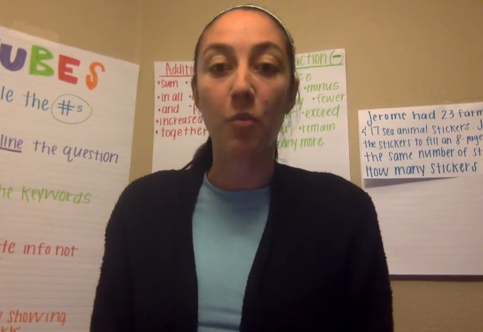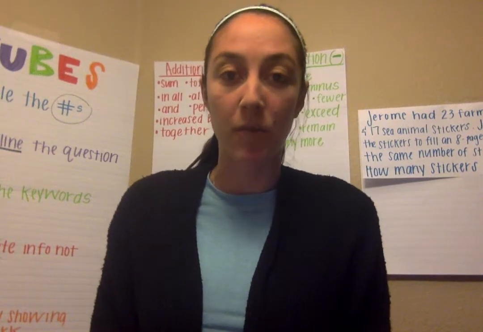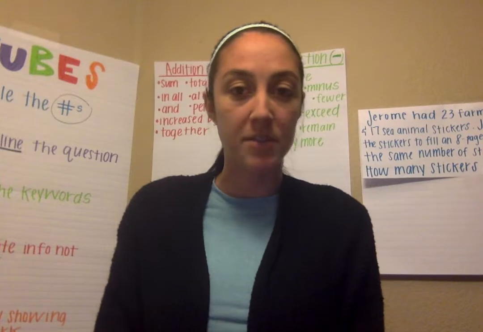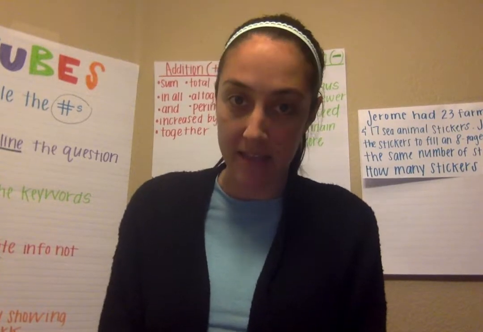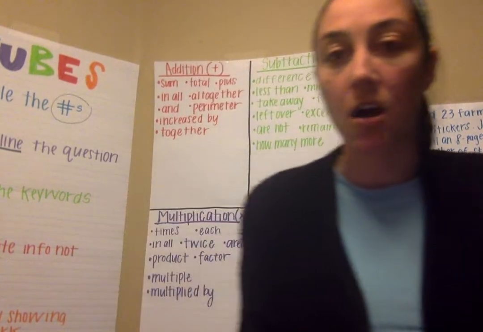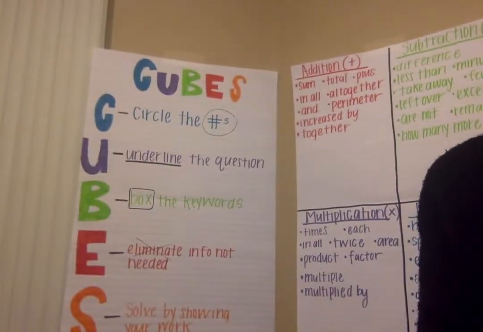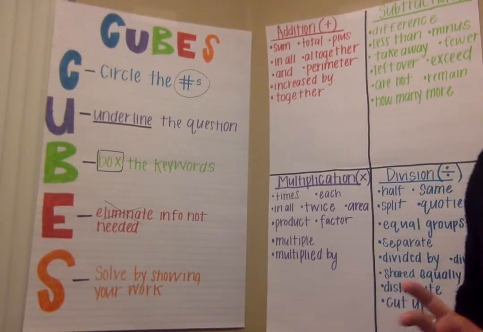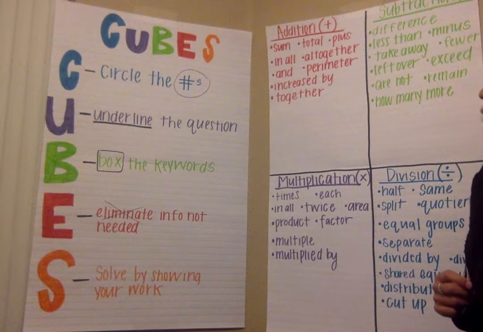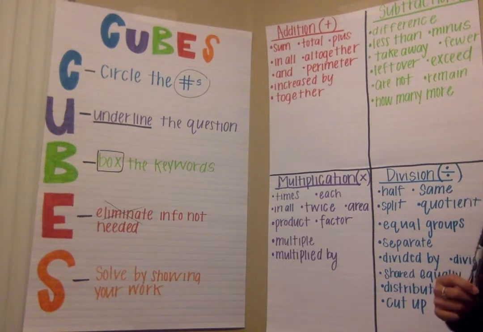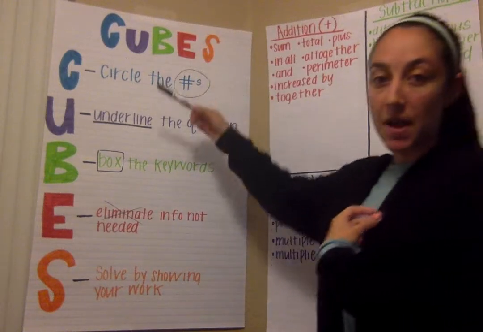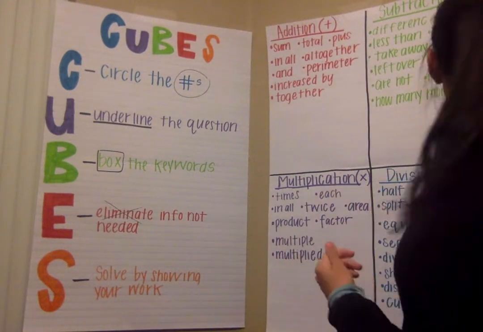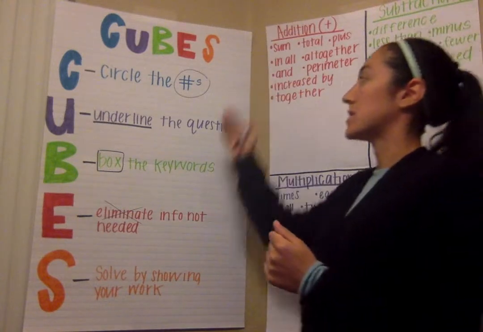Today we are going to go over word problems and break down all of the steps and keywords that can help us determine what kind of problem it is. The first thing I'm going to start off with is CUBES. CUBES is a really great strategy to use when we are breaking down our word problem. It tells you step by step what you should do in order to answer your word problem. So this is like our checklist.